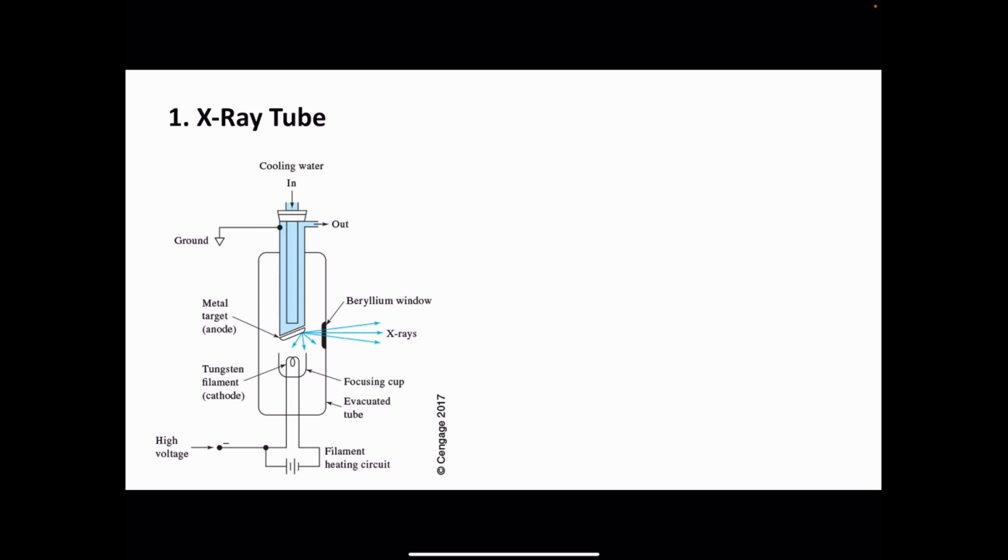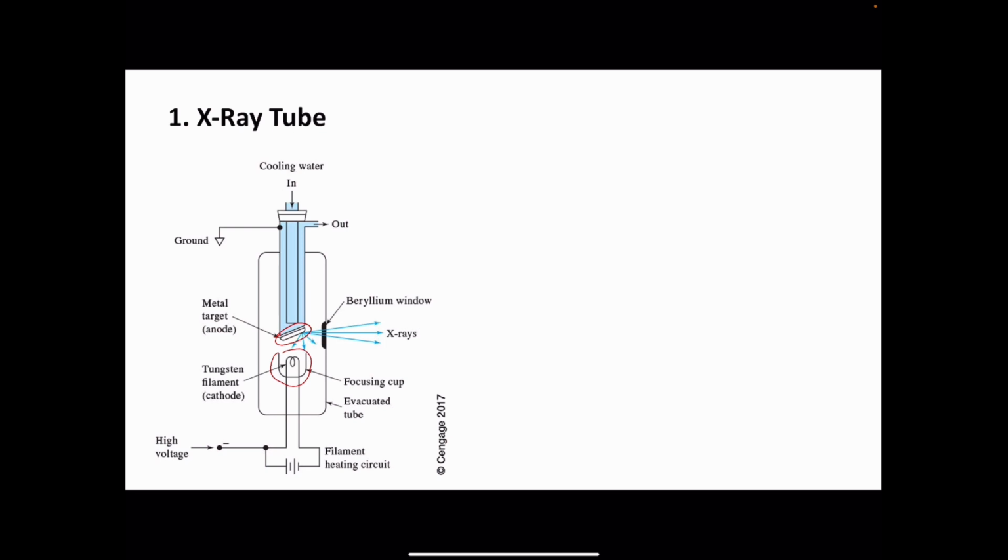It's the most common source of X-rays, where electrons from a heated tungsten cathode, as you can see here, are accelerated towards a copper anode by approximately 100 kilovolts. Now, the copper anode, as you can see here, has a target metal embedded in it. This can be either tungsten, chromium, copper, molybdenum, and cobalt are the common ones.